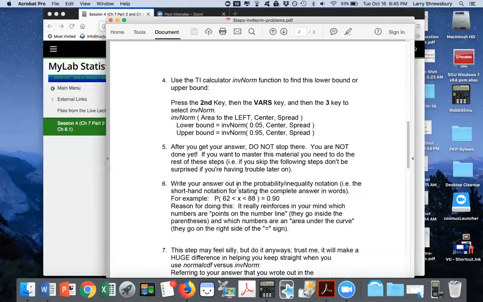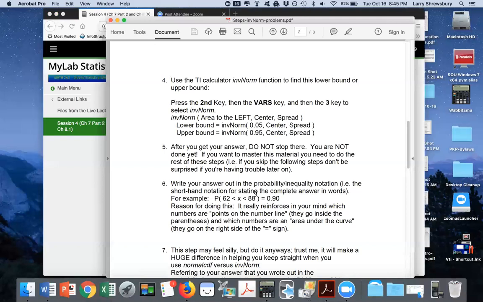Practice writing your answer out like that. And that you're saying that the probability of one randomly selected data value being between 62 and 88 is 90%. And you say to yourself, now look what I did. This middle 90% was given to me, and I was able to use inverse norm to find the interval.